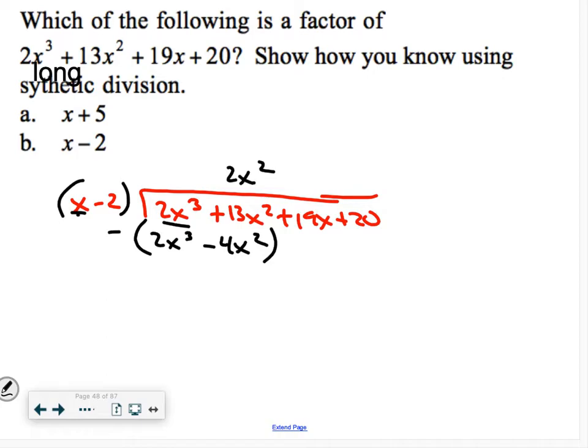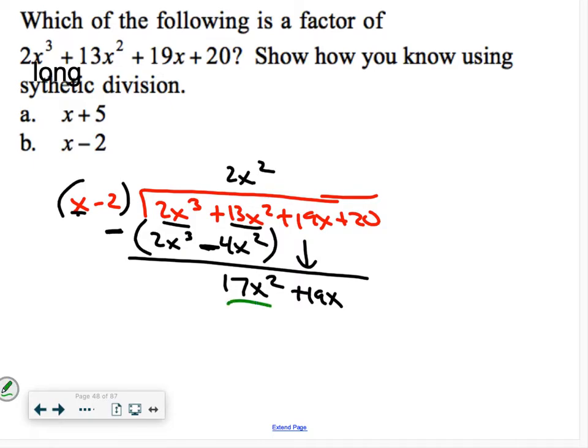Then I'm going to subtract that from the top polynomial. So the 2x cubed minus 2x cubed is 0. That should always cancel. 13x squared, distribute this minus. So it's 13x squared minus a negative, which becomes plus a positive 4. So that's 17x squared. Bring down the 19x.